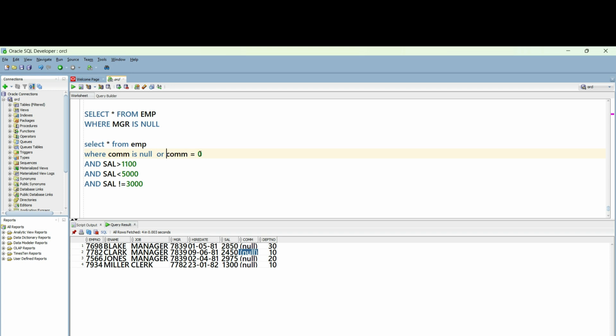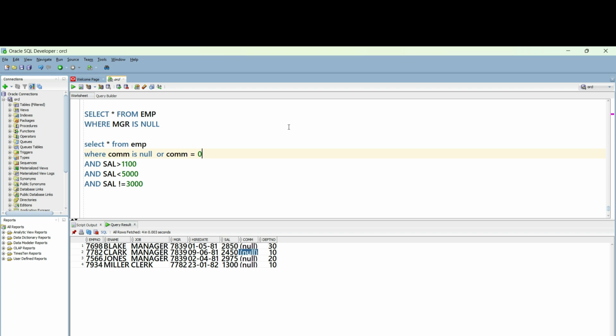Here we have to use the OR operator. Why do we have to use the OR operator over here? We need to understand that it's a positive condition. Commission is null or commission is equal to 0. So on the same column, I can use the OR operator. Any one of the conditions should get true, or both the conditions should get true.